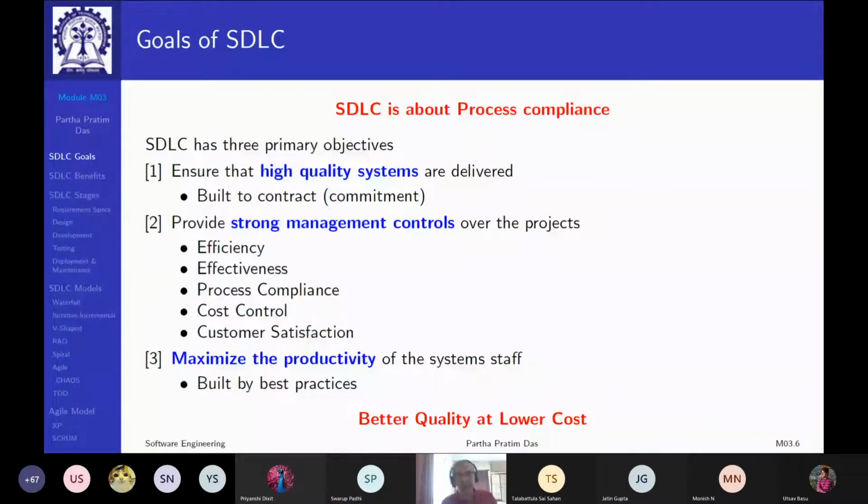I mean, you cannot control anything which you cannot measure. Right? You know that. So the adherence to PMC, project management and control, is a very important factor of SDLC. The third, and in many ways, the most important factor is to maximize the productivity of the system staff. Right?